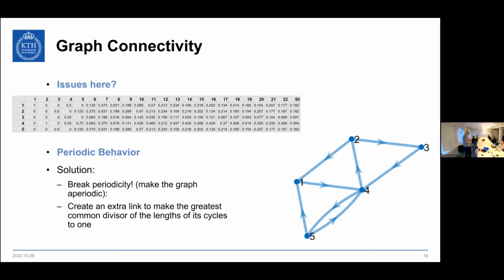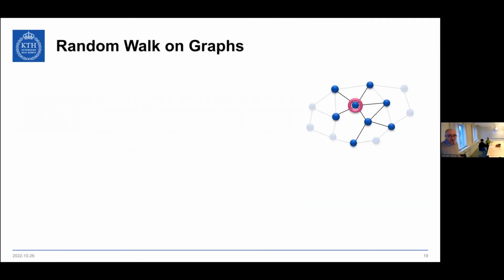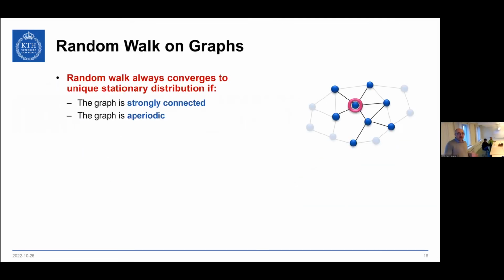So there are this number of problems where we cannot achieve a unique stationary distribution from any distribution in certain graphs. So what we can say is that the random walk always converges to a unique stationary distribution only if the graph is strongly connected, meaning that you can reach any node from any other node. And there is another caveat, it should be aperiodic. If you work with Markov chains, these are irreducible aperiodic Markov chains. And there's an ergodic theorem that says the same thing, that any initial distribution will converge to the unique stationary distribution.